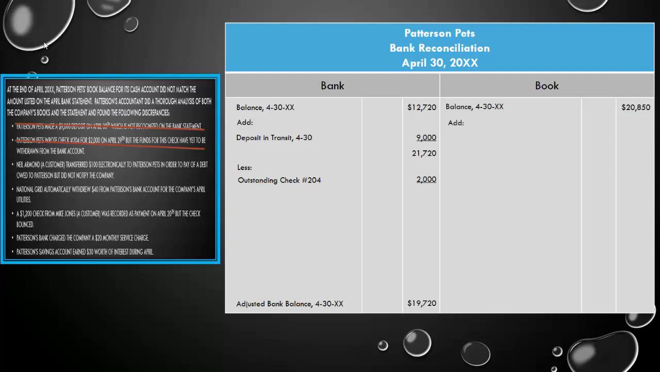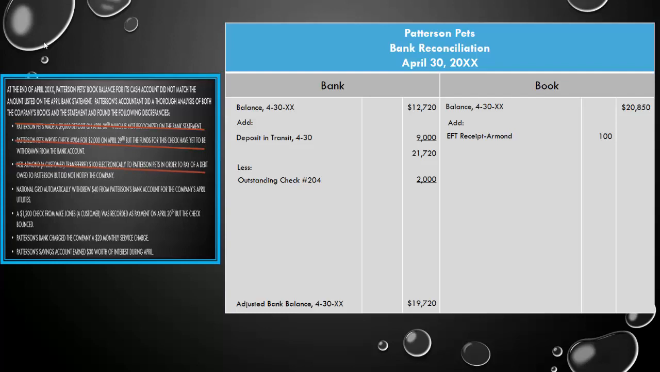Same concept. We're going to start with our adds. What things can we add? Well, first thing that we have is Neil Armand over here, who is a customer. He transferred $100 electronically to Patterson's Pets in order to pay a debt. So he wired money directly into our account, which our bank knows about, but our books aren't recognizing. So let's add that receipt of cash by EFT from Mr. Armand to our books. That is $100. And we can cross that off the list.